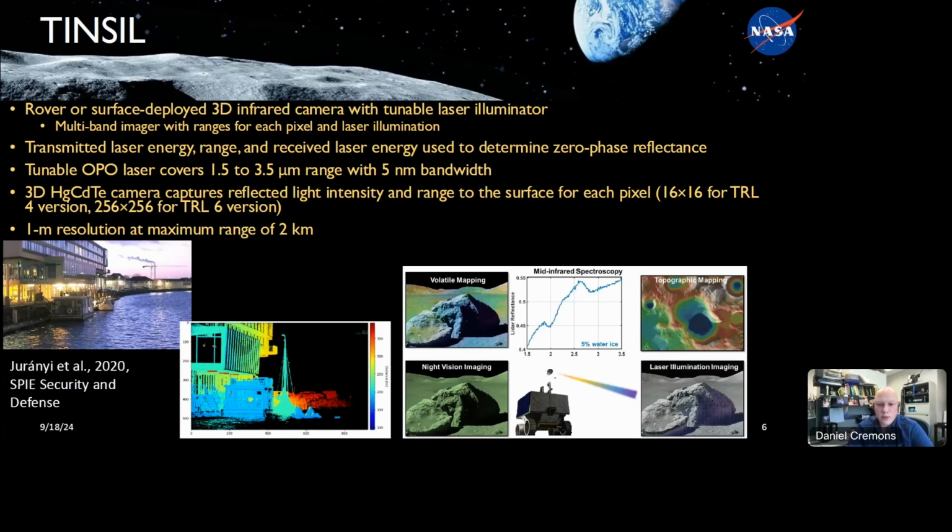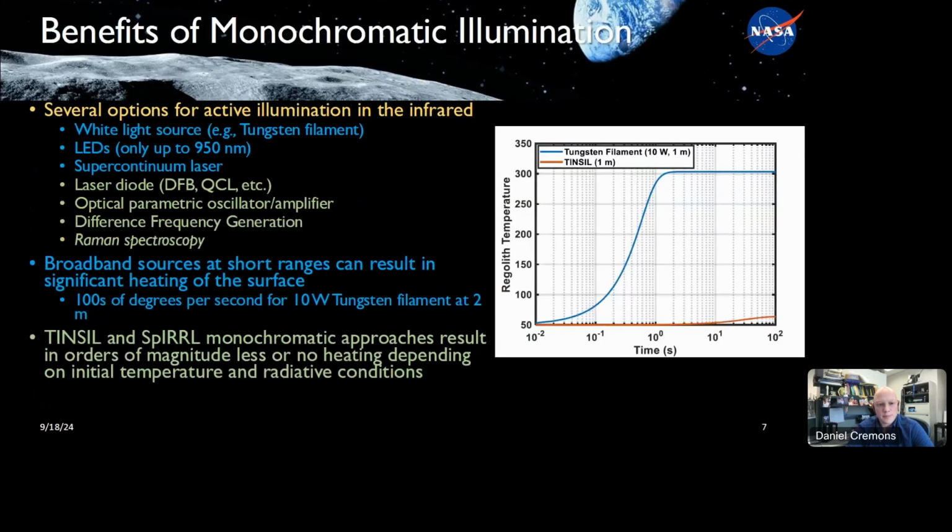Similarly to Spiral, we're doing 0-phase reflectance measurements, so we don't have to be concerned about thermal emission or local lighting, because we can remove the continuous source background in between our laser pulses. And we have both a low TRL version of the camera, a 16 by 16 pixel version, and for the next round we're going to move up to a 256 by 256 version of the camera. We're targeting a rover mounted, ideally, system, but we're also looking at tripod mounted as well. Next slide, please.